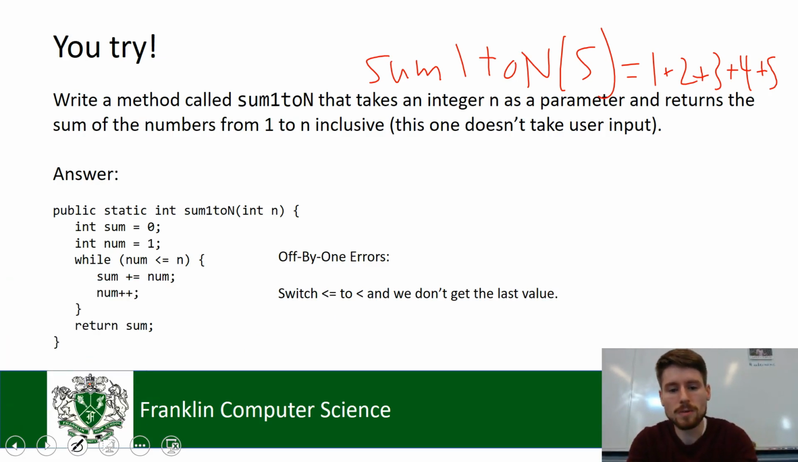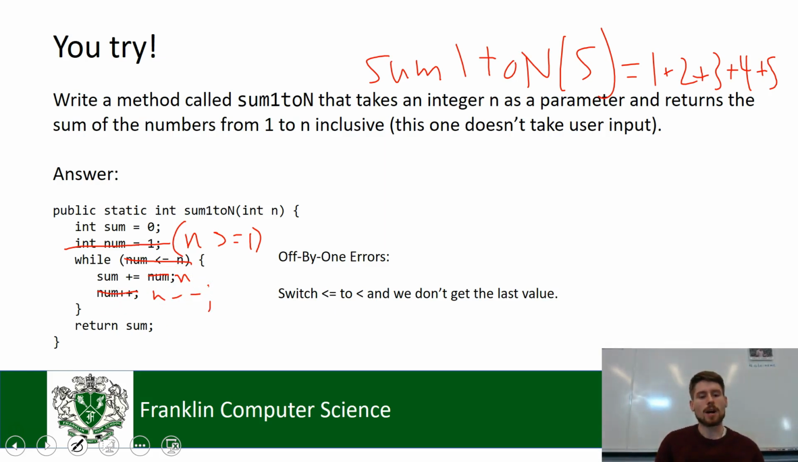So now we would still have the same first line, and instead of int num equals 1, we take this line out, and instead of while num is less than or equal to n, we'd say while n is greater than or equal to 1. Then we would add n, and we would do n minus minus. So we could change it around, and instead of counting from 1 up to n, we could just count from n down to 1, and we would still get the same result. Okay? So either way you do this would work. All right.